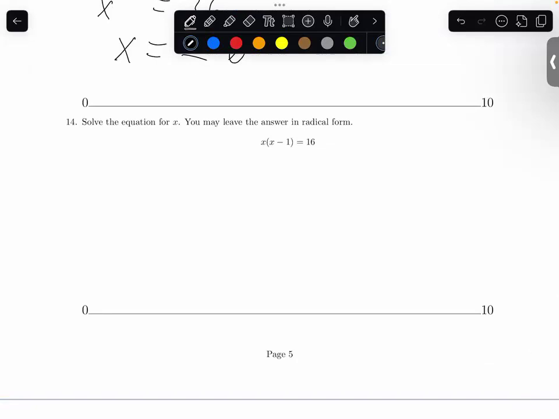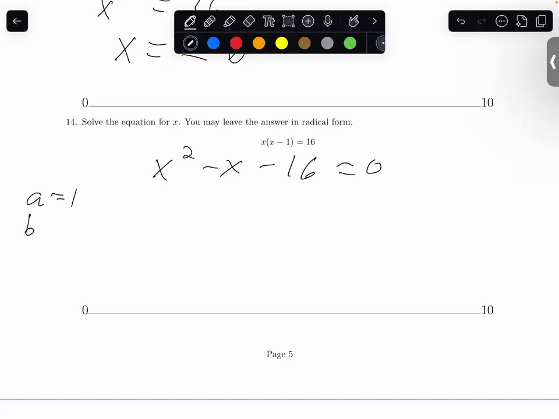And then the last one here, number 14, we want to solve this for x, leaving our answer in radical form since this does not make a nice number. The x, this makes x squared minus x. We could subtract over the 16 is equal to 0. The problem, though, is there's no factors of 16, of negative 16 anyway, that somehow combine to make a negative 1. So quadratic formula.